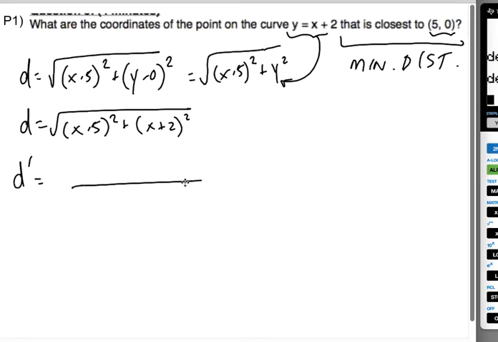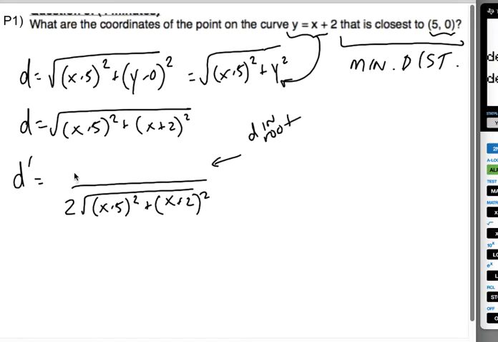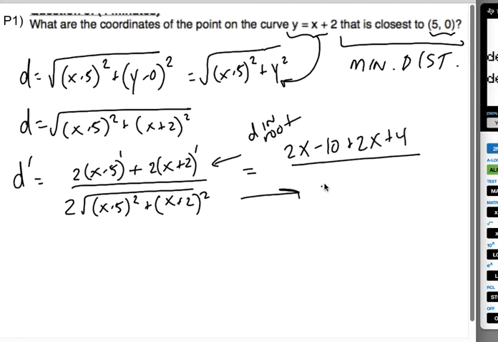I know I need d prime. I'm used to differentiating square roots, and I know that this is what the bottom's going to end up looking like. So it's 1 over 2 times the square root of whatever was inside the square root, and then I just need the derivative of the inside of the root, which is going to be a 2x minus 5 to the first times a 1, because when you differentiate the x minus 5, you just get a 1, and a 2x plus 2 to the first, again times a 1, because when you differentiate the x plus 2. So the inside ends up being a 2x minus 10 plus a 2x plus 4 all over this thing that, again, we've established is actually just 2 times the distance.